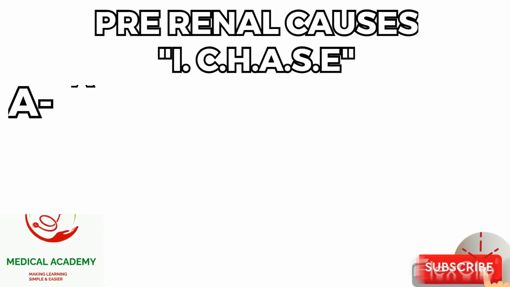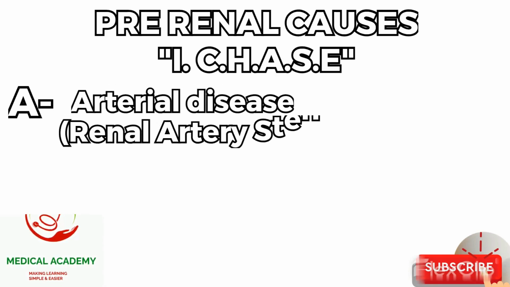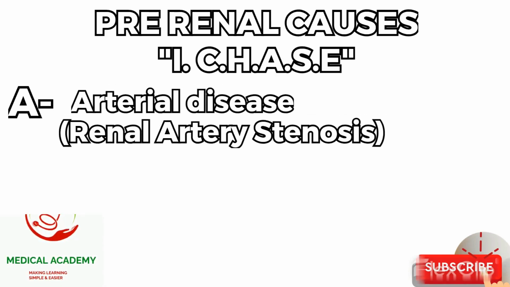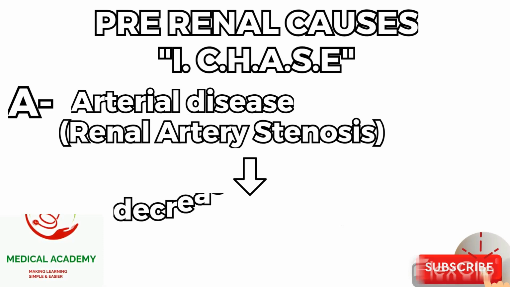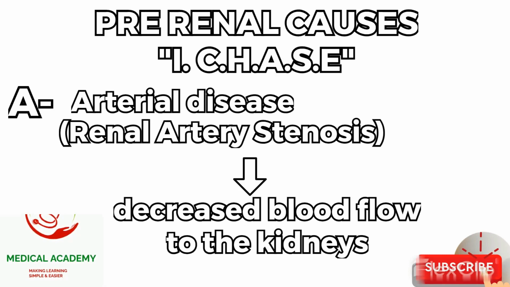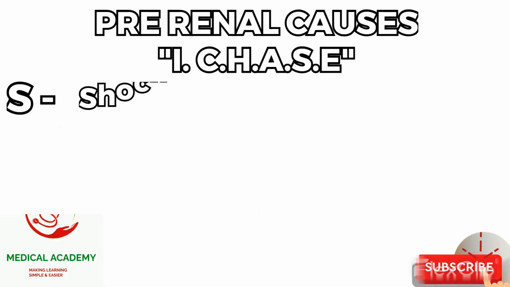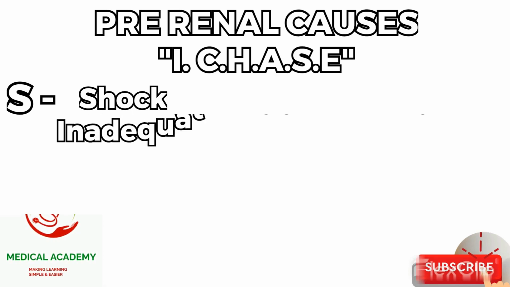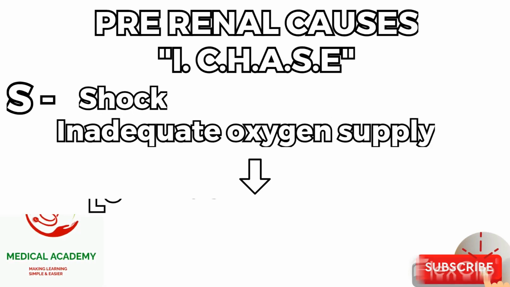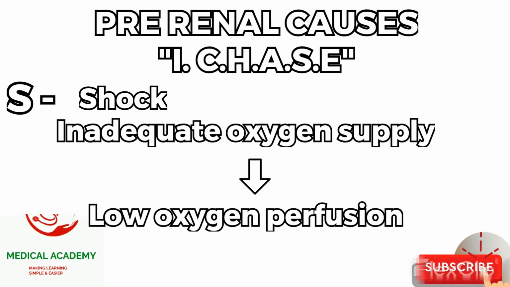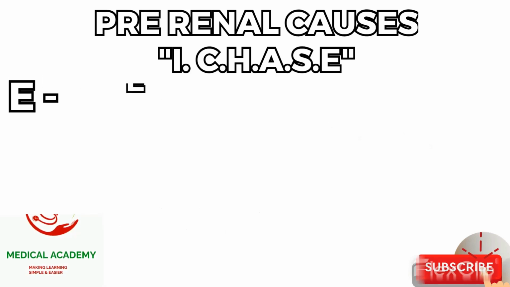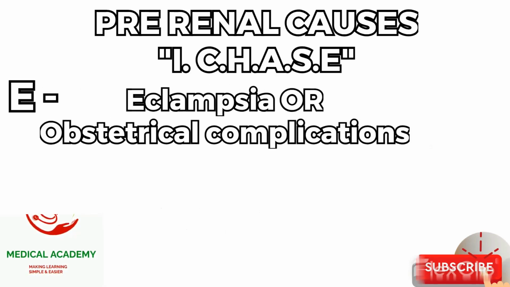A. Arterial disease, renal artery stenosis. Arterial disease like renal artery stenosis can lead to decreased blood flow to the kidneys, causing renal failure. S. Shock. Shock is a severe condition that leads to decreased blood flow to the kidneys, causing renal failure. E. Eclampsia, obstetrical complications. Eclampsia is a severe complication that can occur during pregnancy.